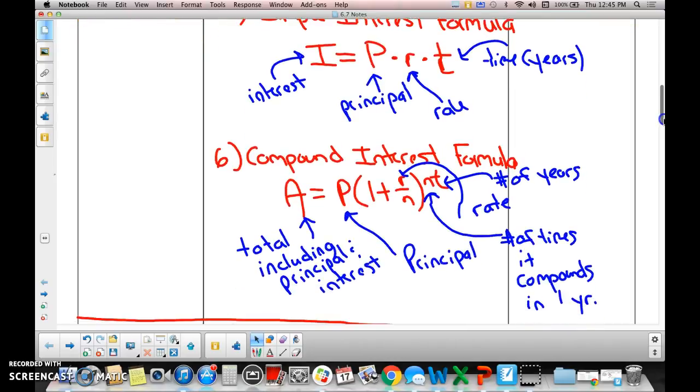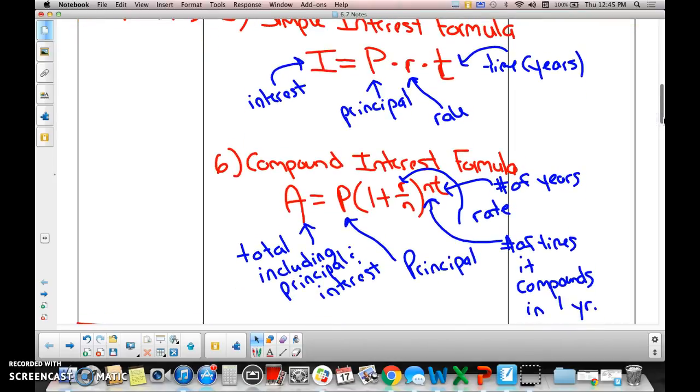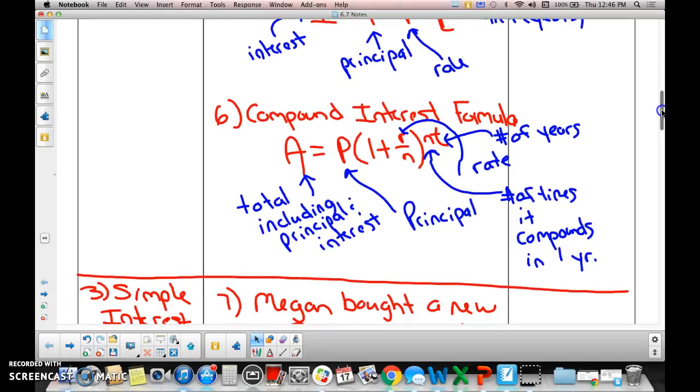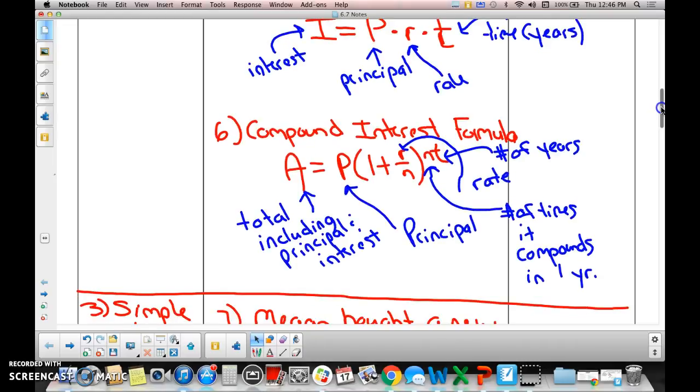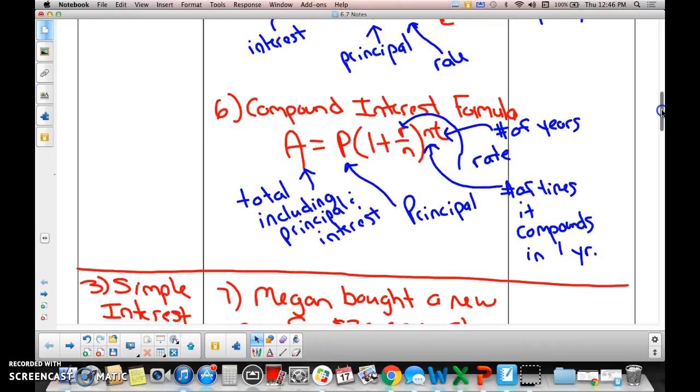I know number 6 looks like a maze of arrows and so on, because it is a maze of arrows and so on, but you've got to know what each of those letters represents. These are not my made-up formulas. These are real formulas. If you Google it, they'll tell you exactly the same thing. So make sure you are aware of all the different parts of a simple interest loan, pretty simple, and a compound interest loan, not as simple.